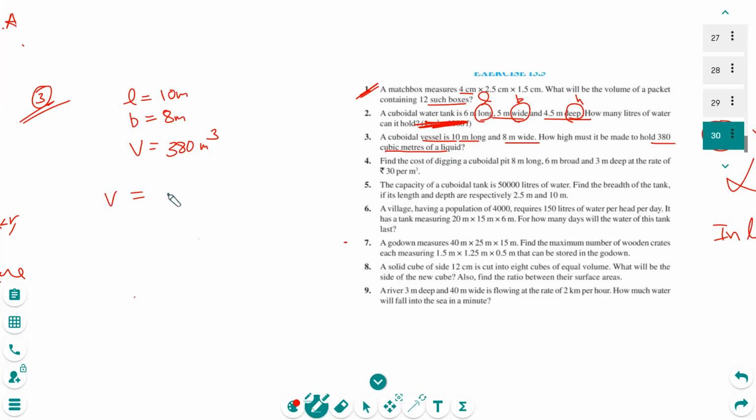We know volume is given by L times B times H, right? So let's put in the value of L and B; H we don't know. Now, can you solve this for H? Tell me the value for H. Solve this for H. Let's see if you can. Everyone, not just Vaibhav and Sambhavi.